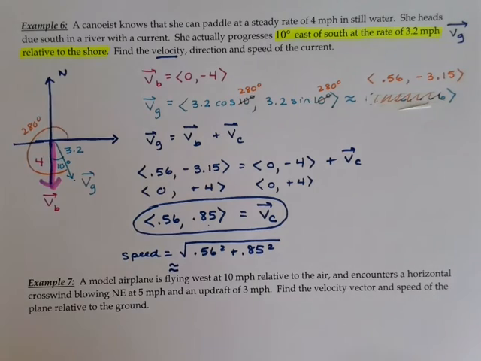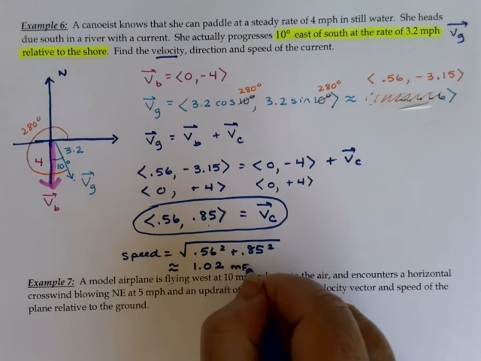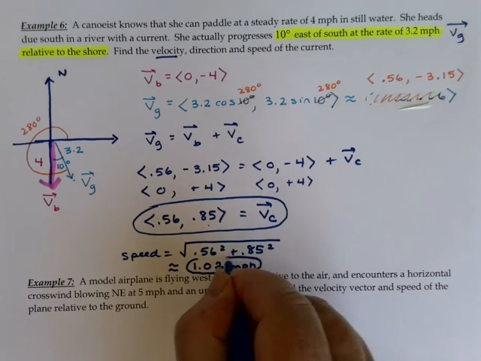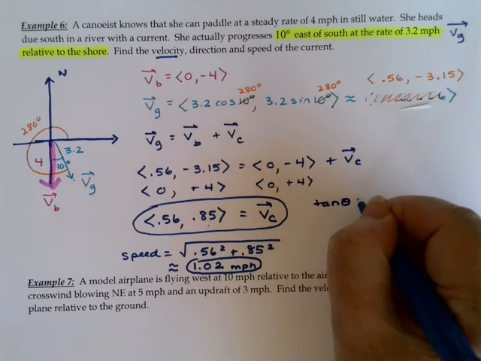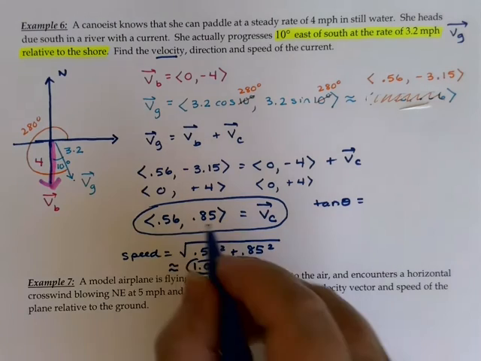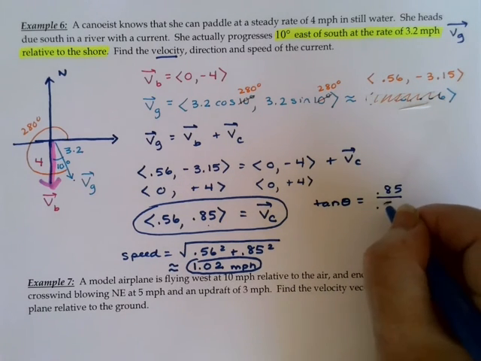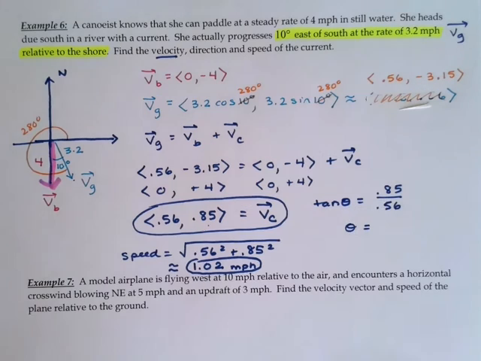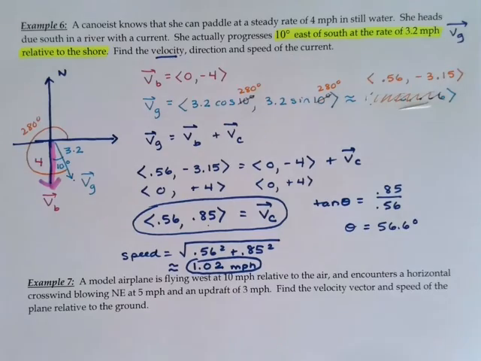Is about 1.02. And I think this was miles per hour again. And the direction, we know that the tangent of theta is V2 over V1. So that would be 0.85 over 0.56. And I'll take the inverse tangent of that. And that's about 56.6 degrees.